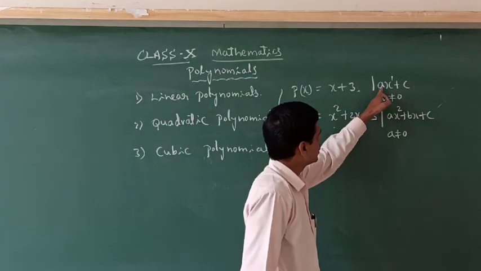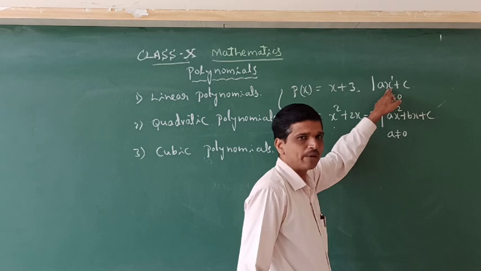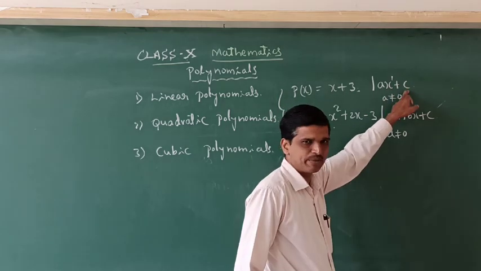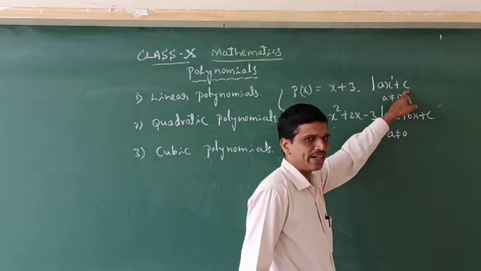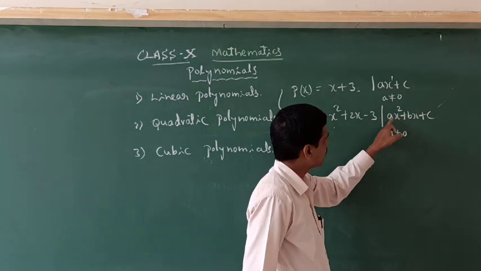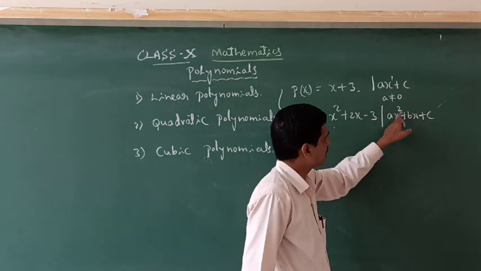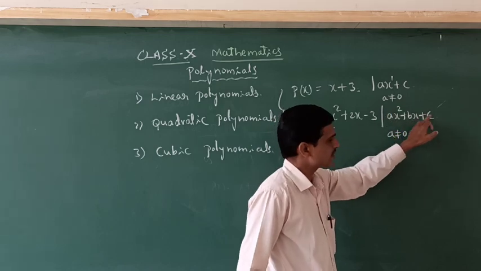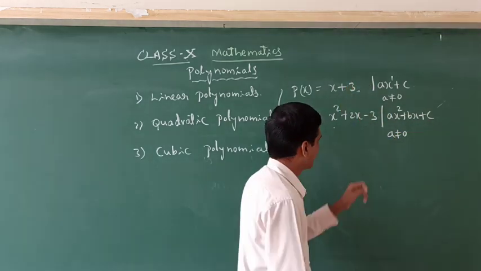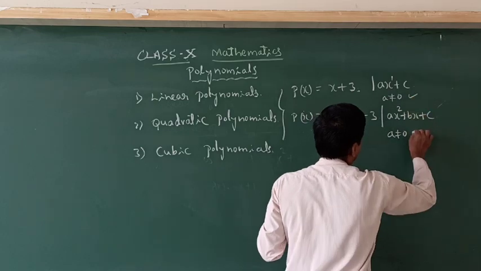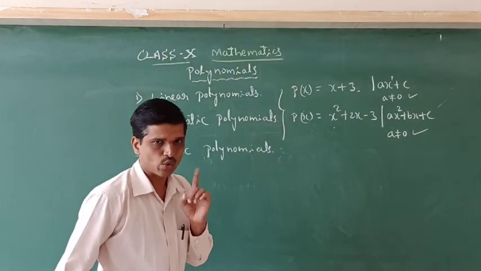Because if a is equal to 0, look here, it becomes 0, then the constant remains, meaning any real number remains. That is why it is not linear. Here also, if you put the value 0 instead of a, the whole value becomes 0. Then bx plus c goes to a linear polynomial. That is why, by this condition, a is not equal to 0.